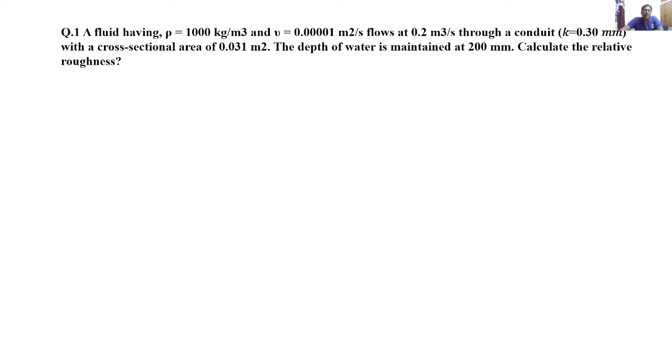A fluid having density equal to 1000 kilogram per meter cube and kinematic viscosity nu equal to 0.401 meter square per second, flows at 0.2 meter cube per second through a conduit where K is 0.30 mm, with a cross sectional area of 0.031 square meters. The depth of water is maintained at 200 mm. Calculate the relative roughness. We have solved a few such questions in the assignments, but I have been getting some mails about difficulty in solving them. Although it's a very easy question, we will try to solve it.